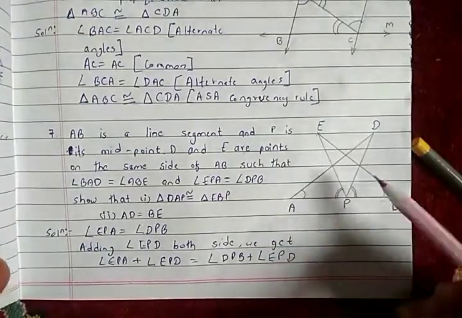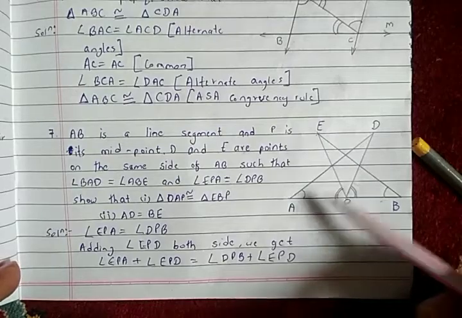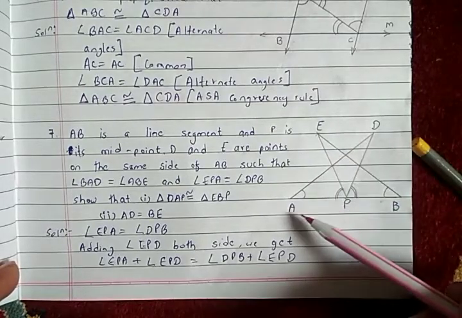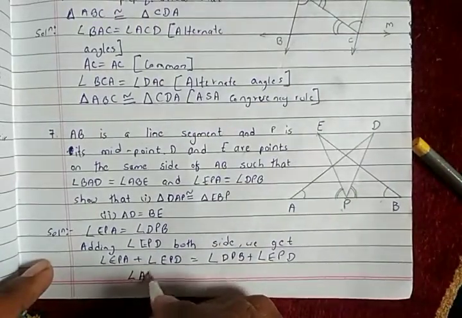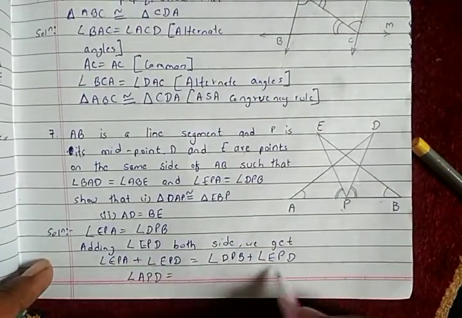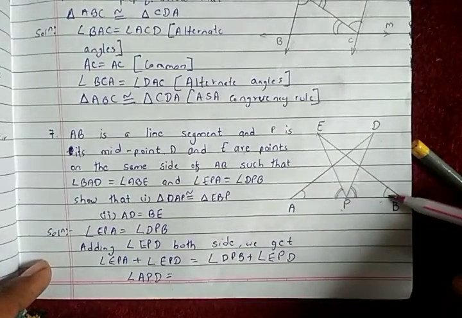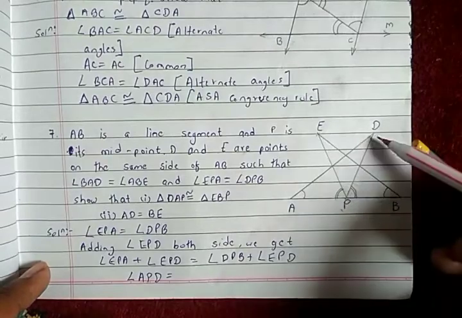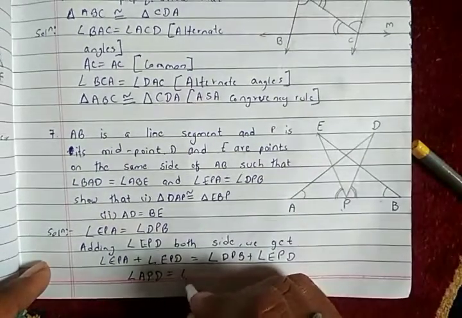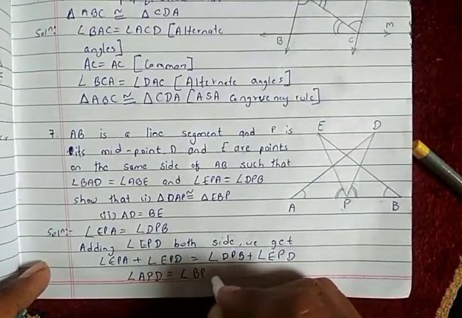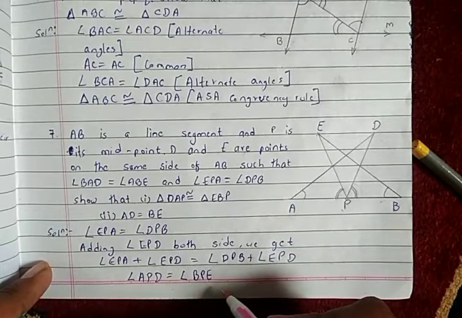So now when you add angle EPA and angle EPD, you will get angle APD. So this will become angle APD, and when you add angle DPB and angle EPD, you will get angle BPE. So you will write it down, angle BPE. So these both angles are equal, right?